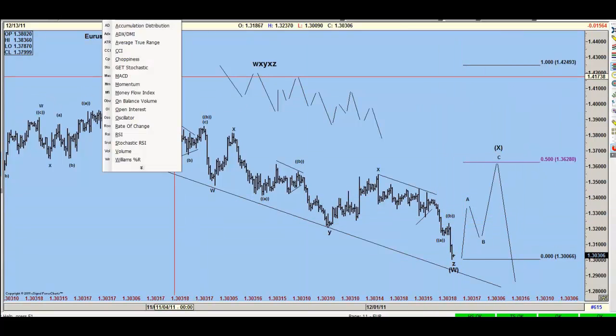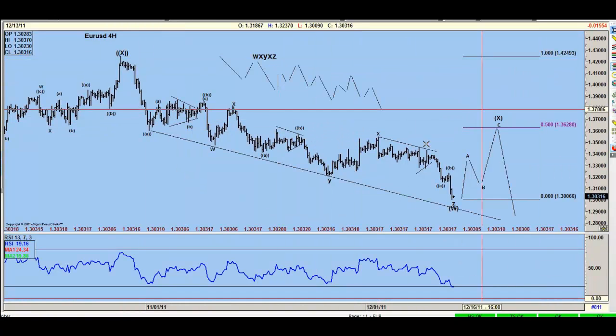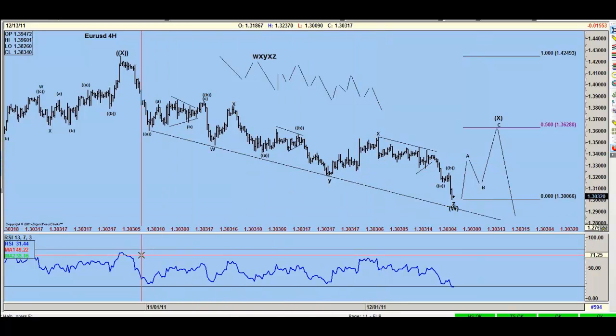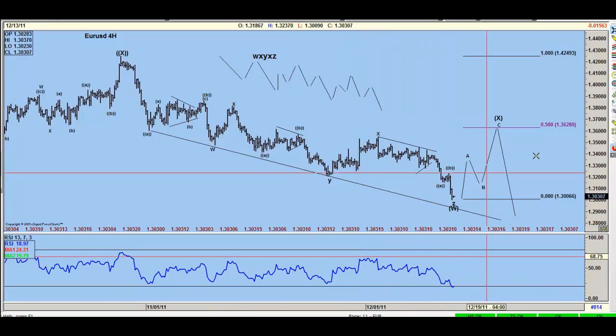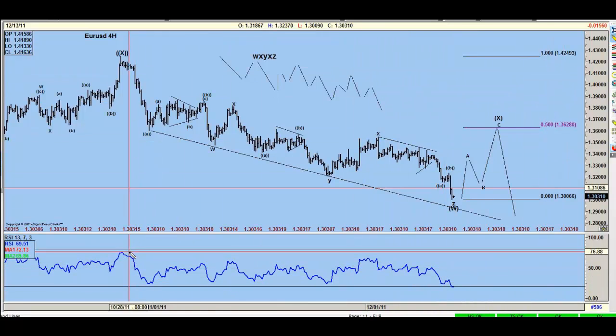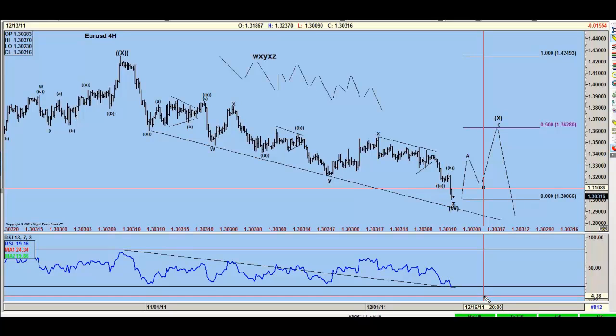Let's put the RSI on it. Look at the RSI. The RSI is a sequence of highs and lows that comes from 1, 2, 3, 4, 5, 6, 7, right? 8 and 9. I want you to look that there is no divergence from here to here in the RSI. Now, let's move on a little bit to the 1 hour chart, right?